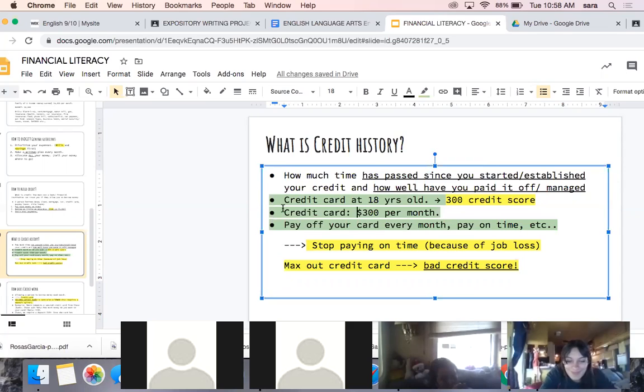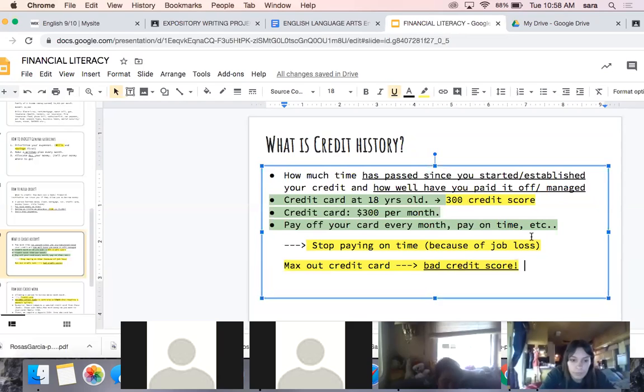Now we put a little scenario. You get a credit card at 18 years old, and you get a card that lets you borrow $300 per month. What you have to do to manage it is you have to pay off your card every month, pay on time, etc. But then we said that something happened to you. You lost your job and you couldn't pay on time. You maxed out your credit, meaning you finished your credit. That's going to result in a bad credit score.